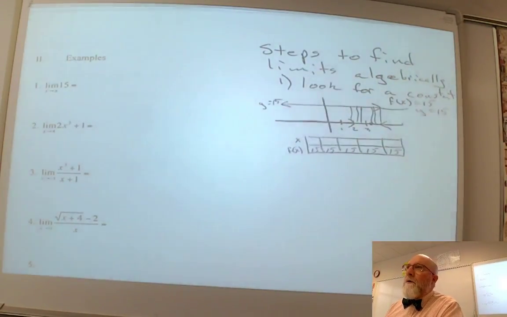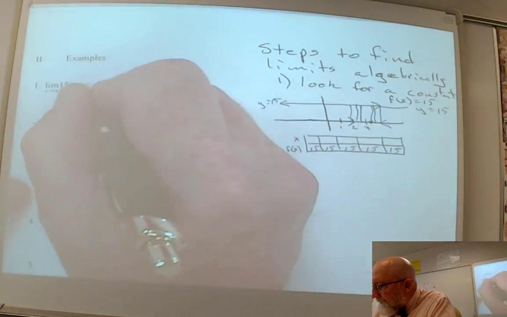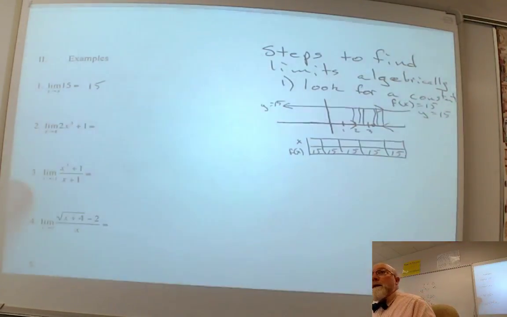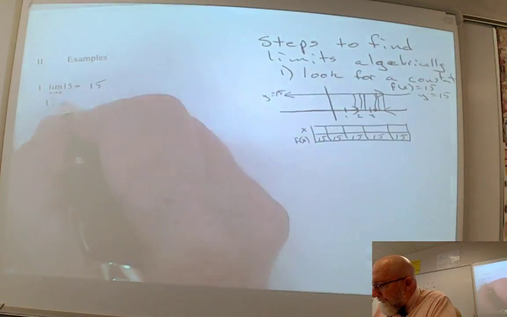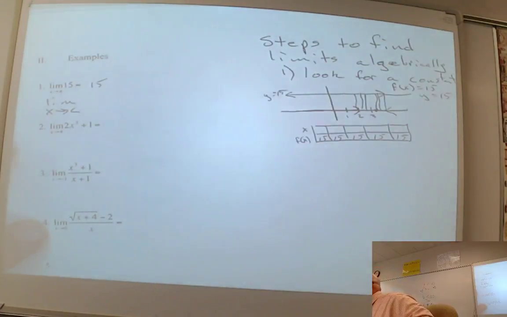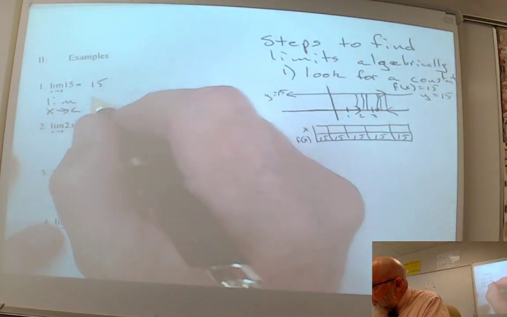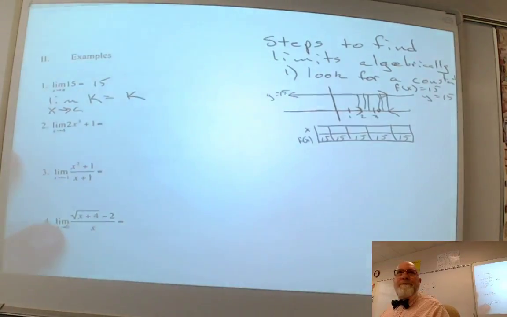Well, what does that mean? What's y always going to be every single time? 15. So if it's a constant, the limit of any constant is a constant. So if I have this, the limit, because it has no variable, there's nothing that changes it, right? So in other words, if I have k, I'm going to get k.